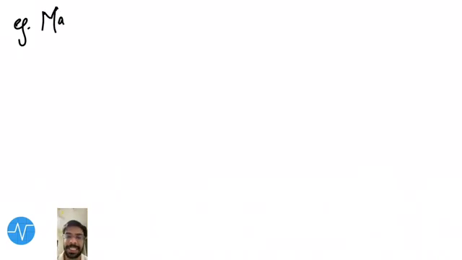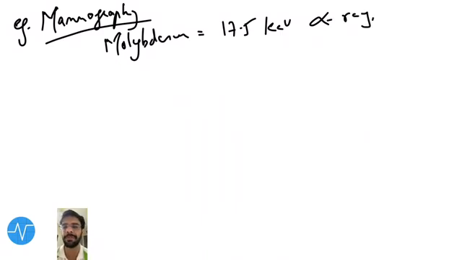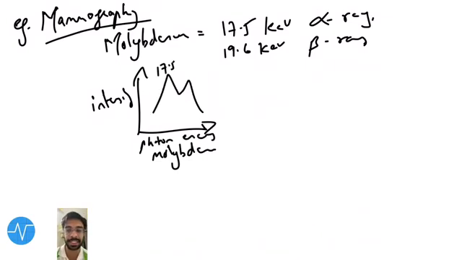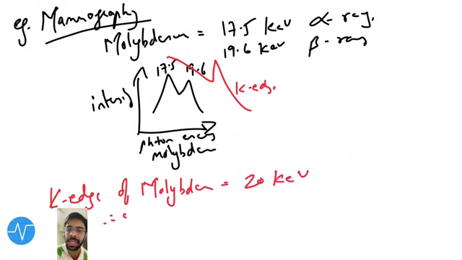Let us take one more example of the K-edge filter. We specially use it in mammography. In mammography we use a K-edge filter where we use molybdenum. Now for molybdenum, the characteristic energy is 17.5 kilo electron volt for the alpha ray and 19.6 for the beta ray. Let's draw the graph where we have photon energy and intensity, with 2 peaks at 17.5 and 19.6. Now when we use the K-edge of molybdenum, we use a molybdenum filter only, but the K-edge value is 20 kilo electron volt.